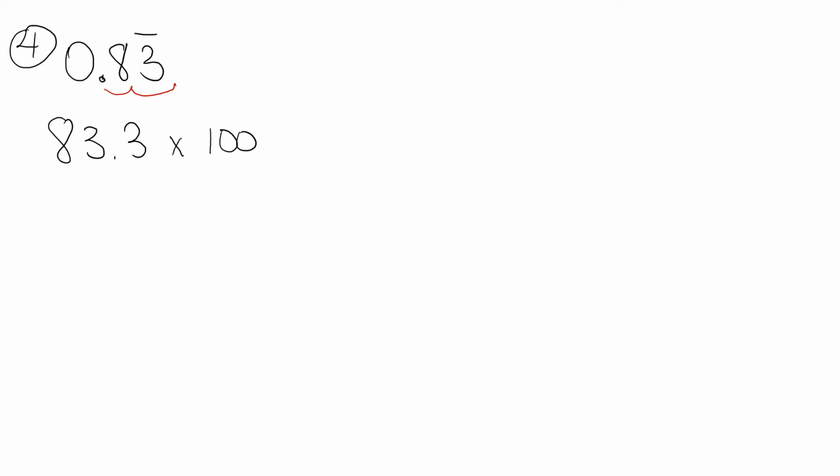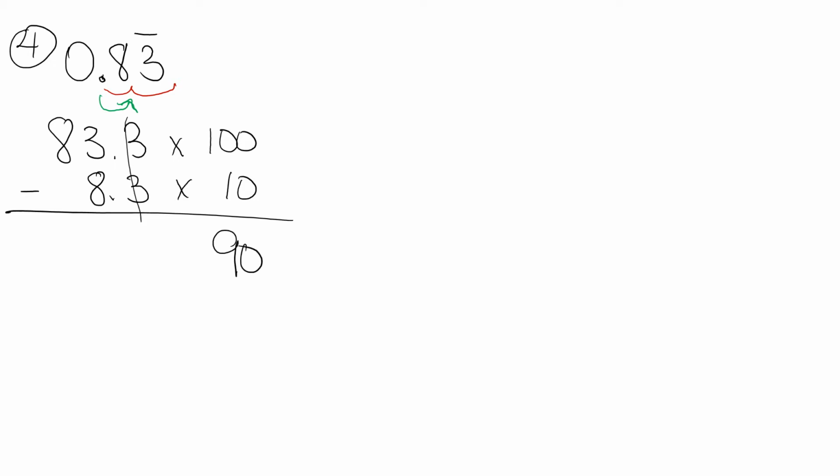Then we're going to come and move the decimal directly in front of the repeating number. We had to move that decimal 1 place, so that would be 8.3, and since I moved it 1 place, it would be times 10. Now you're able to subtract. 100 minus 10 would be 90. The 0.3s will cancel out. Then we're going to borrow, make this a 7. 13 minus 8 would be 5.